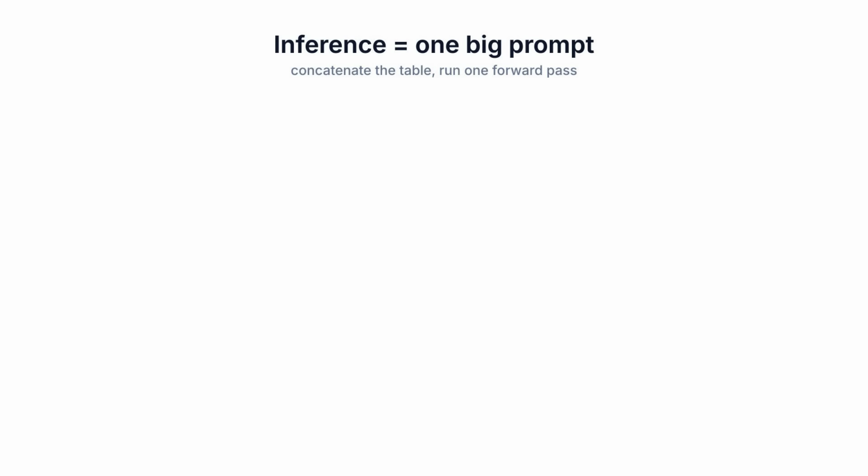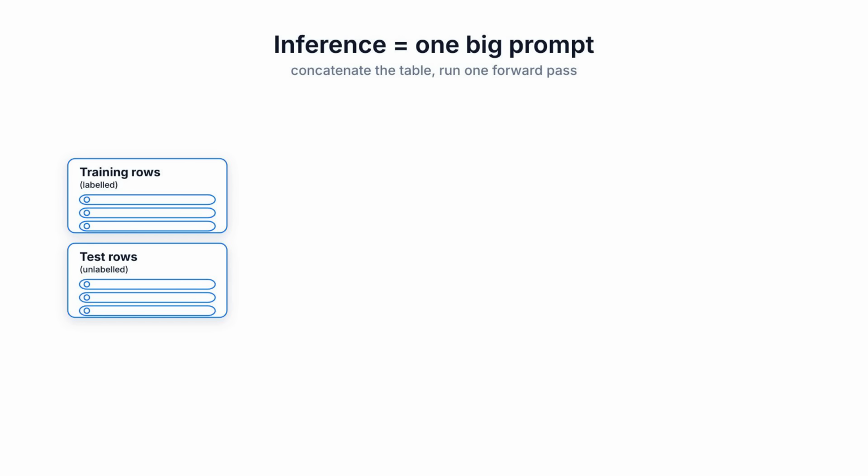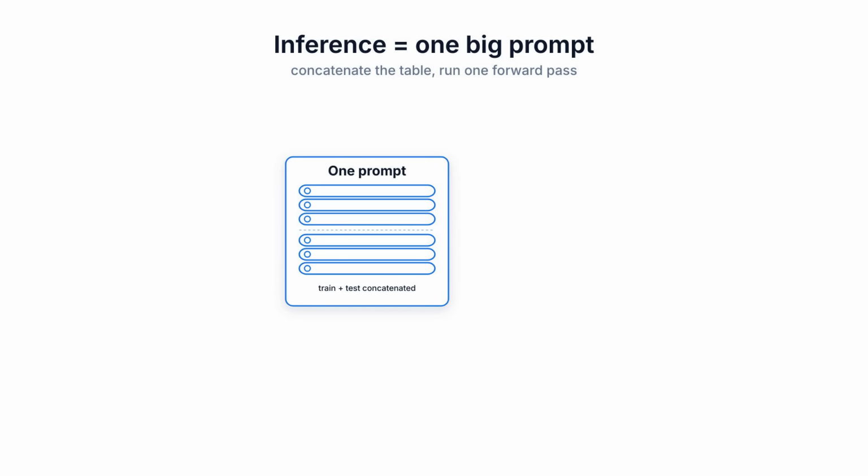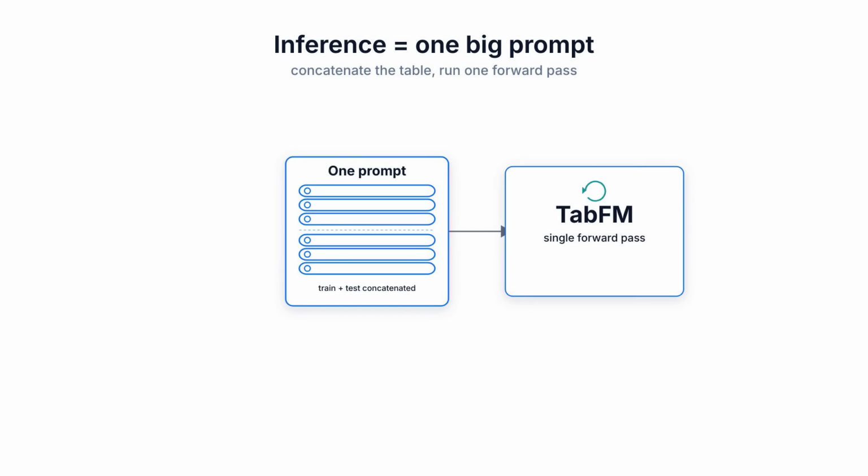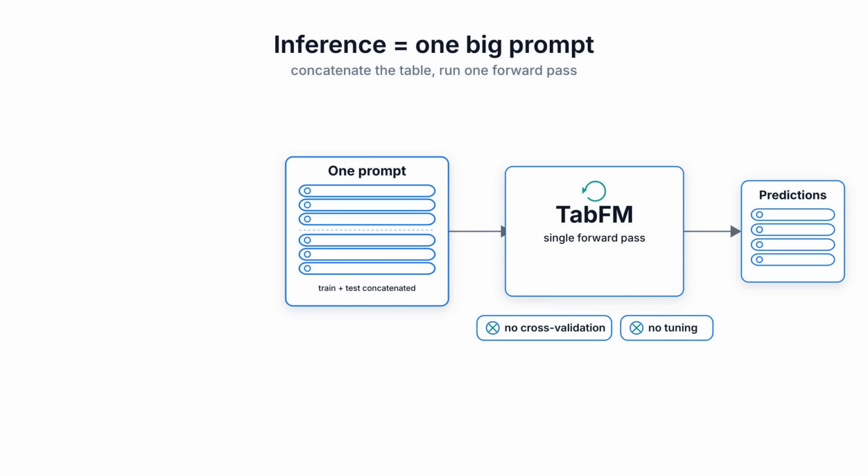At inference, TabFM concatenates your training rows and your test rows into one big prompt and runs a single forward pass. No fold splitting, no tuning loop. The context is the training. The answer comes straight out.